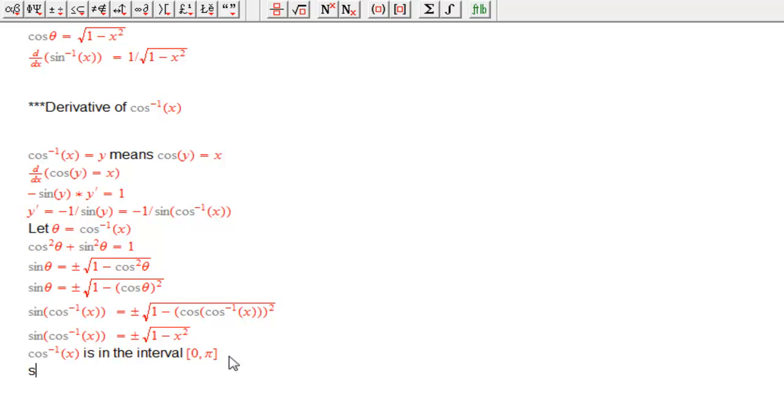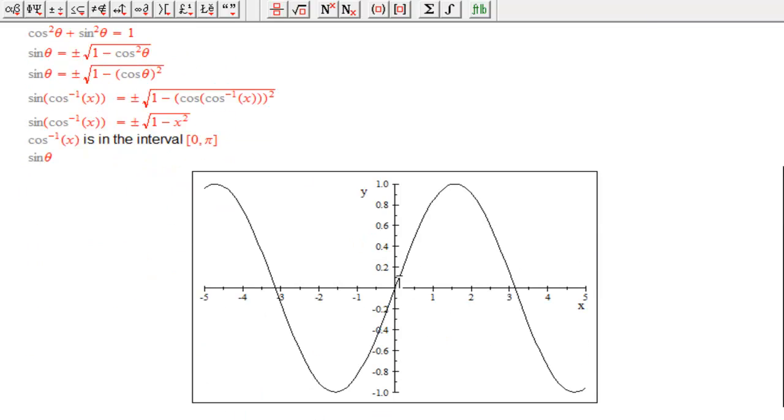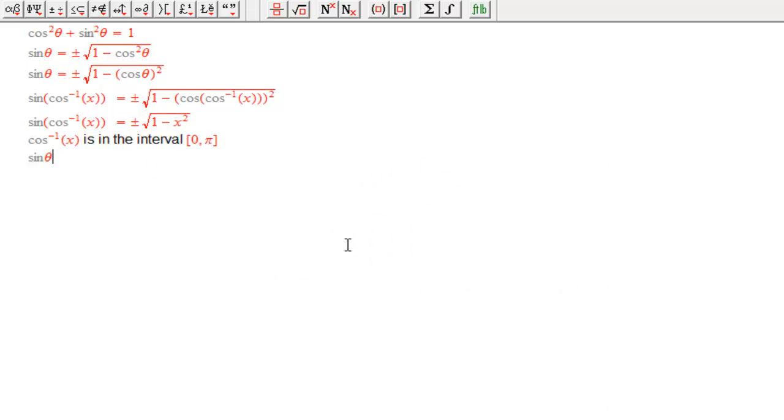Well, let's see. I'll type sine theta down here and we'll graph it. Alright, there's sine theta. Pi is a little bit past 3, so that's where we have this x-intercept. Between 0 and pi, sine is non-negative. I can't necessarily say positive because I am including these endpoints where it's 0, and 0 is not a positive number, but I can certainly say non-negative. It doesn't get negative in here, so I can take the negative off of that plus minus. And we get that sine of the inverse cosine of x is the square root of 1 minus x squared.